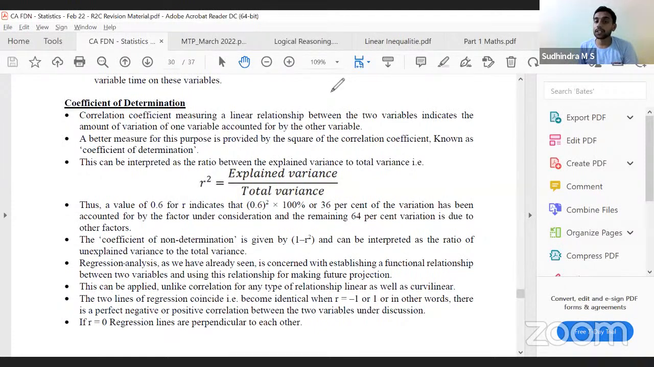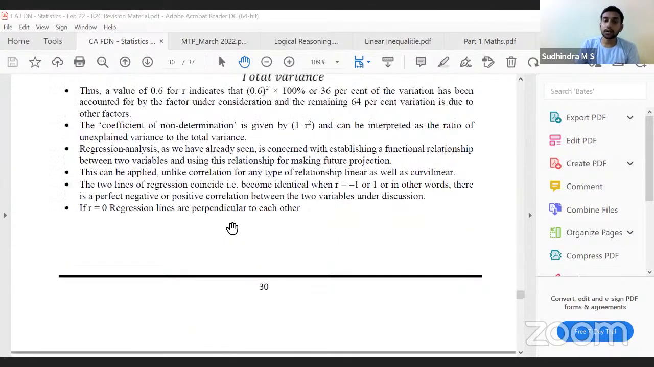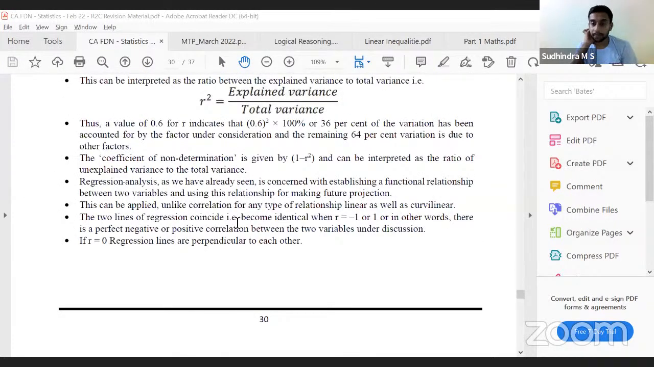So the two regression equations coincide, becoming identical, when R is equal to -1 or +1. If R is equal to 0, the regression equations become perpendicular to each other. Clear with this? Yes, this is regression analysis.